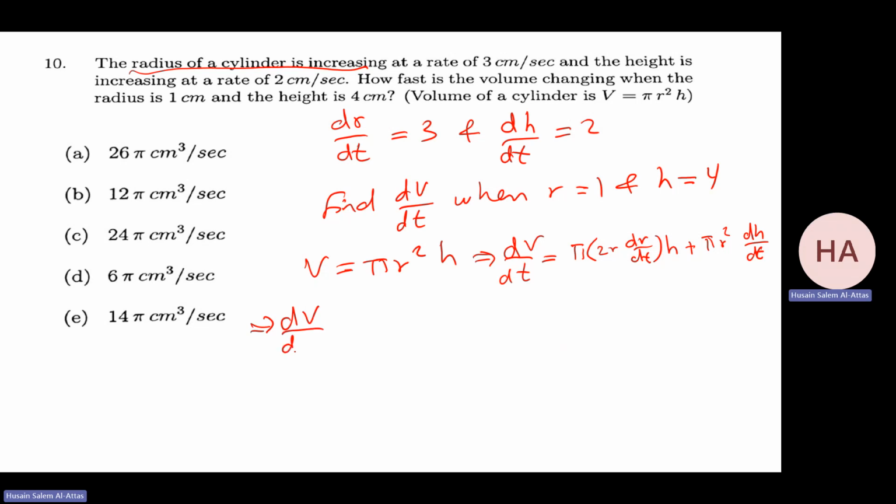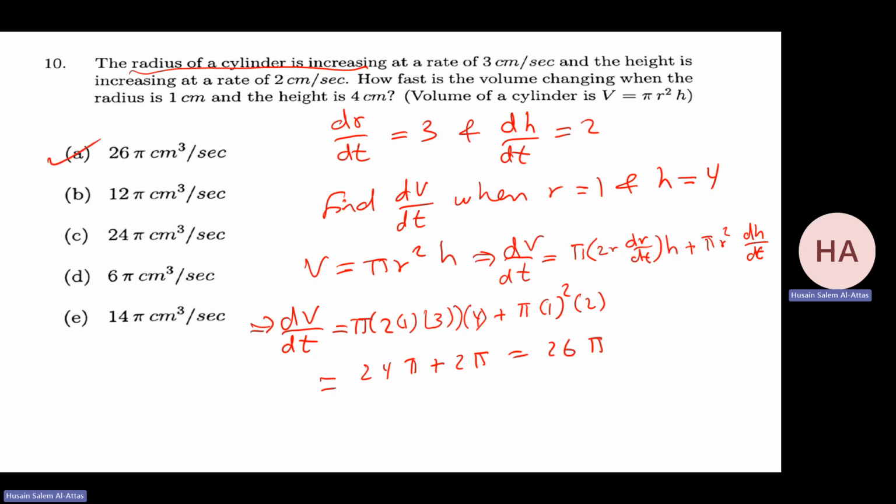So dV/dt will be π times 2, what is r? r is 1, dr/dt is 3, times h, which is 4, plus π times 1 squared times 2. That gives me what? 2 times 3 times 4, that's 24π, plus 2π, and that's 26π, which is this.